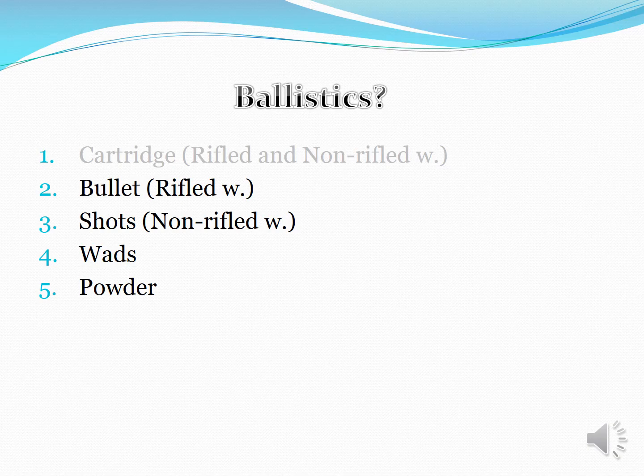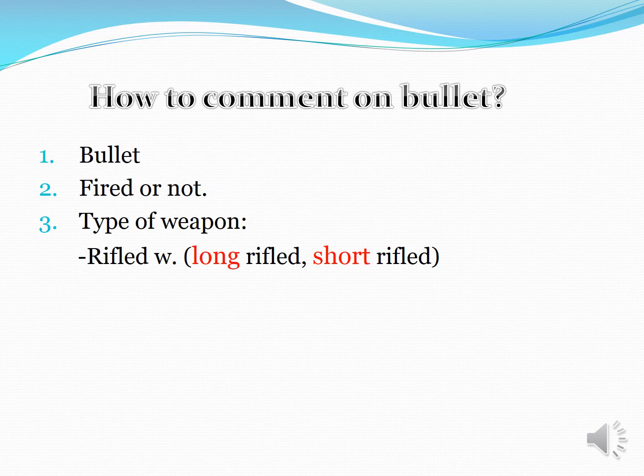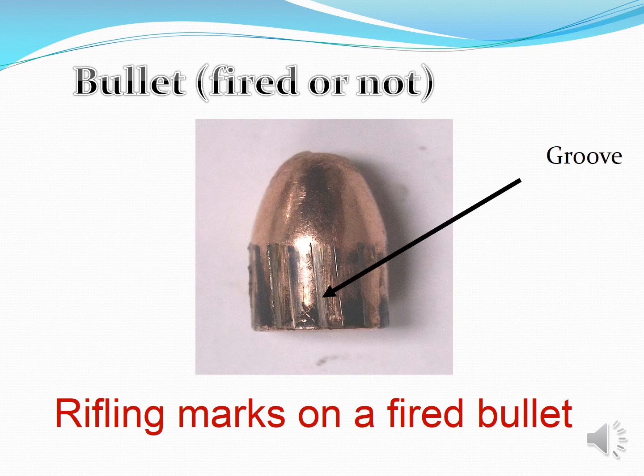The second specimen is bullet. We will take the bullet. How to comment on bullet? Name of the specimen, it is bullet. Fired or not, type of weapon. Bullet is present only in rifled weapon, as long rifled and short rifled. Okay.